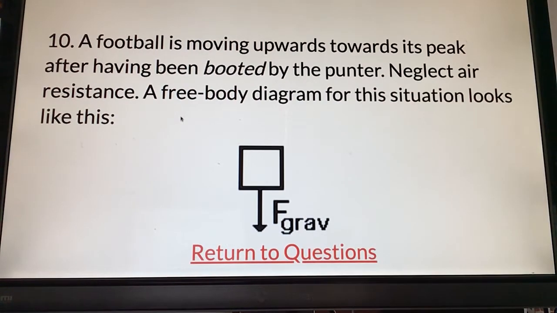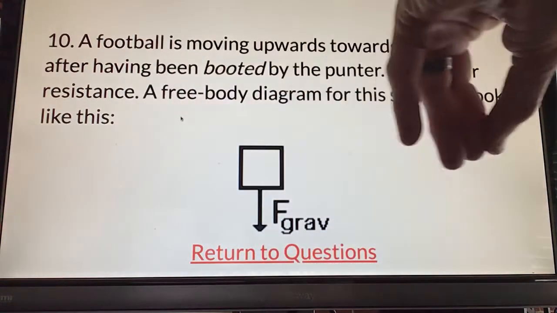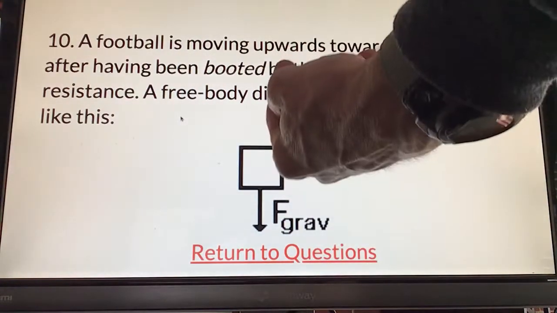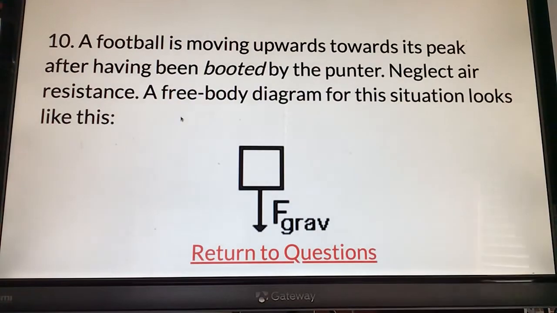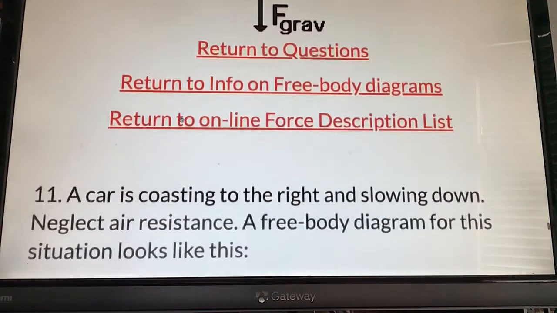I know the punt goes downfield, so I said the other day in this video. And it says to neglect air resistance. Remember, air resistance is working against the ball going upward. So it's just gravity pulling down on the ball. That's what that would look like. The free body diagram. We just got a couple more of these.